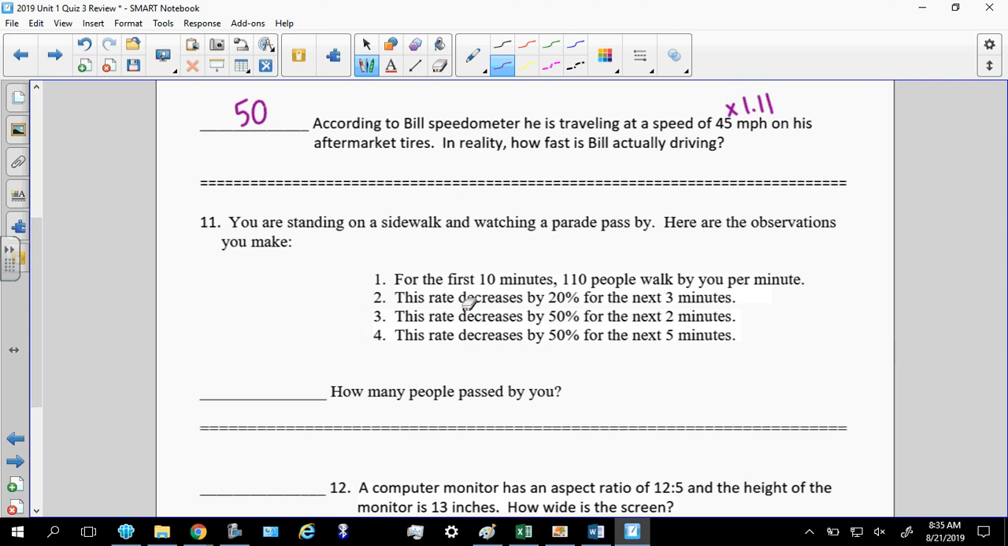All right, for the first 10 minutes, 110 people. Remember, 110, that's what you start with. It decreases by 20%. So off to the side, I'm going to say 110 times 20%. That gives me 22. And then I'm going to go back and subtract. So that gives me 88. Next, this rate decreases by 50%. Well, now it's the 88 that gets decreased by 50%. It gives me 44. I subtract. 88 minus 44 is 44.